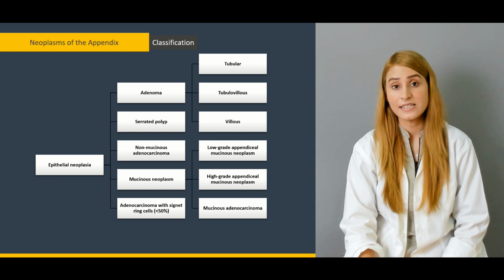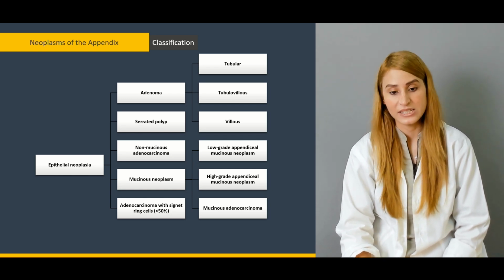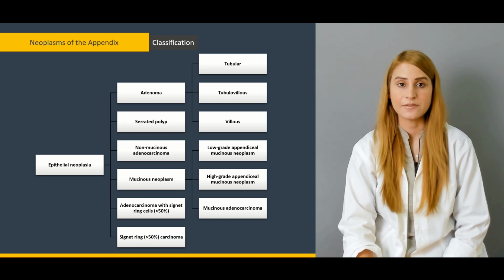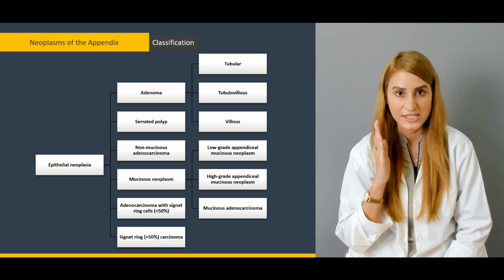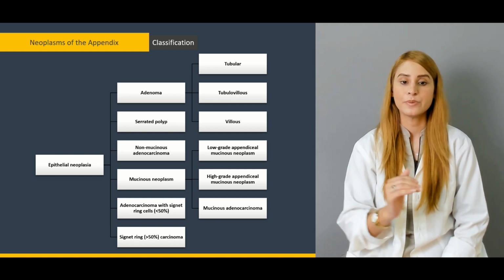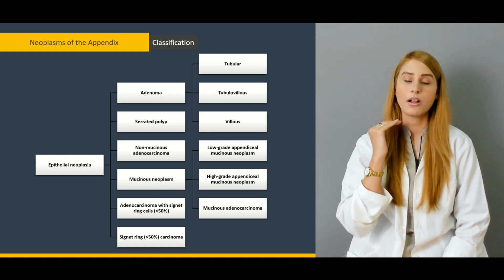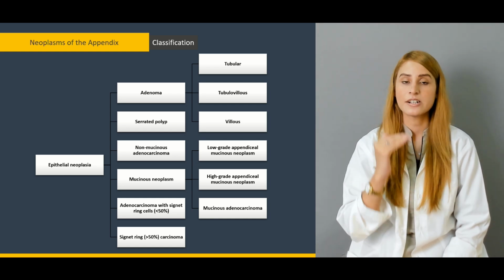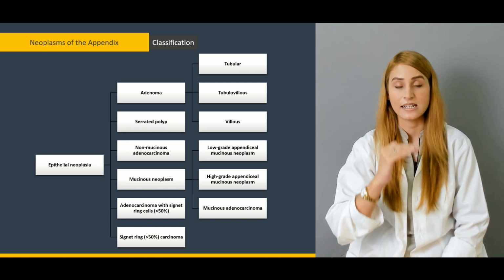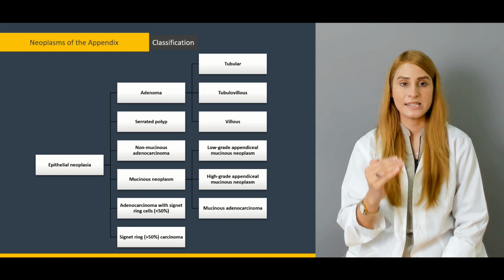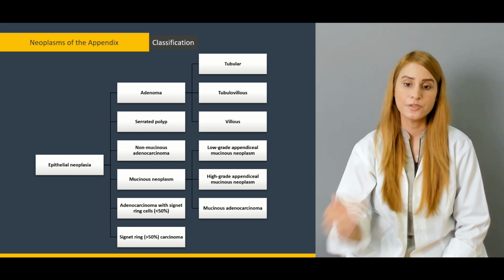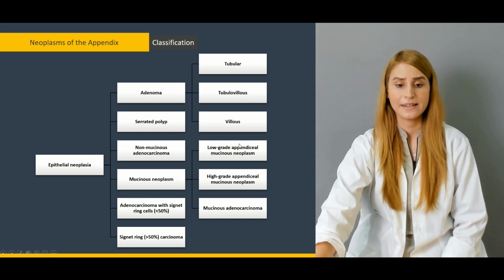There is another entity, which is adenocarcinoma with signet ring cells less than 50%, and another entity, which is adenocarcinoma with signet ring cells greater than 50%. So you classify epithelial neoplasms into adenoma, serrated polyp, non-mucinous adenocarcinoma, mucinous neoplasms, and adenocarcinoma with signet ring cells less than 50% and signet ring cells greater than 50%. And adenoma is further divided into tubular, tubulovillous, and villous.